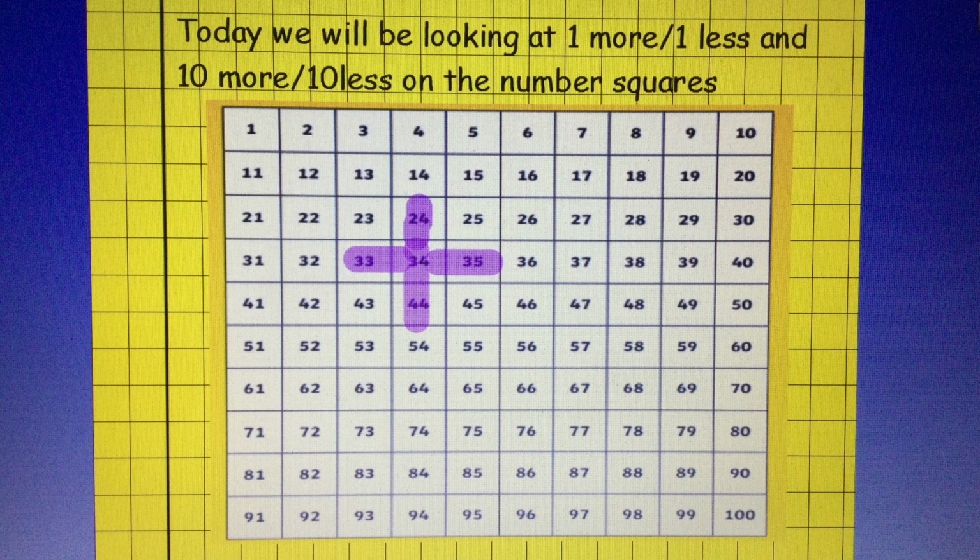So if you take the number 34 for instance, if you go up the number square, the numbers go lower, they go 10 less. Every time you go up, it's 10 less. So we go from 34 to 24. And every time you go down, the numbers get bigger. They're always 10 more each time you go down. So in this case, it goes from 34 to 44. And every time you go to the side, it will do 1 more or 1 less. So when you go to your left, it goes 1 less to 33. And when you go to your right, it goes to 1 more, which is 35.